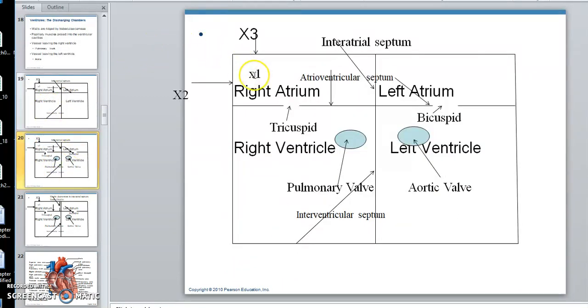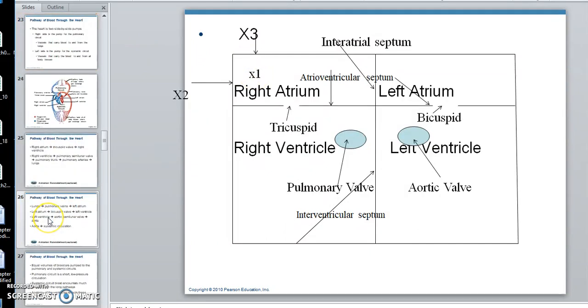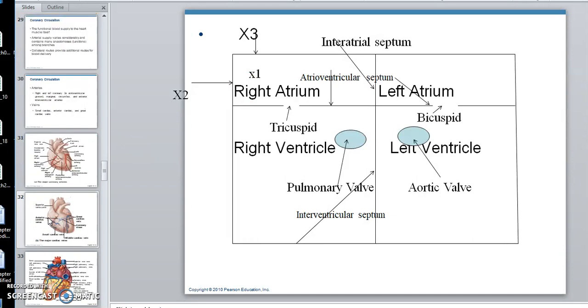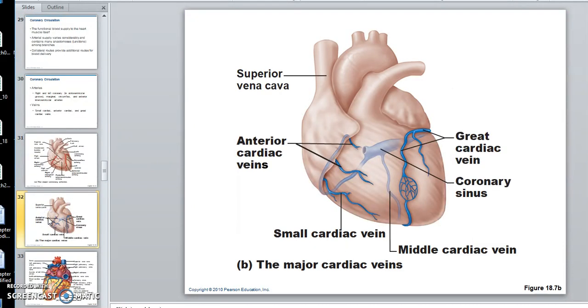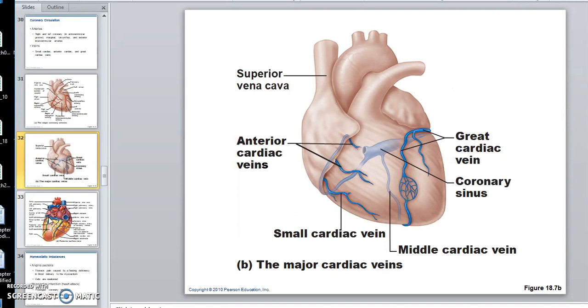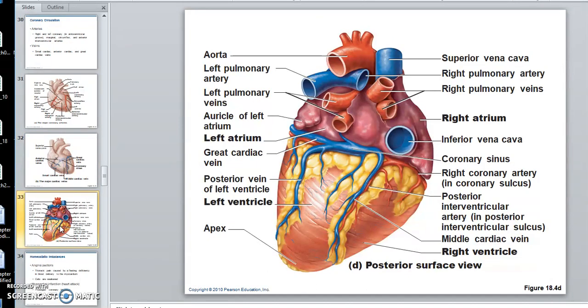Which was my X1, the mouth of the coronary sinus. So that's how the circulation works, and I encourage you to read on it. That's the coronary circulation. Here's the coronary sinus. That's the circulation that can get blocked off, and that's the one that gives a heart attack. And where it's blocked would determine where the occlusion is.